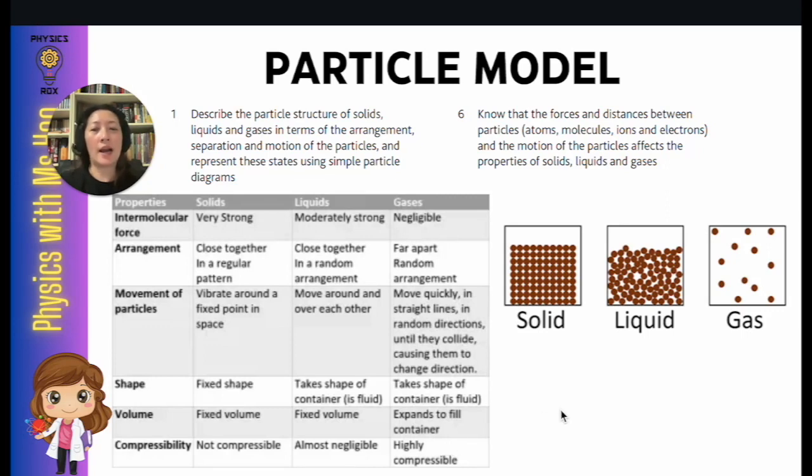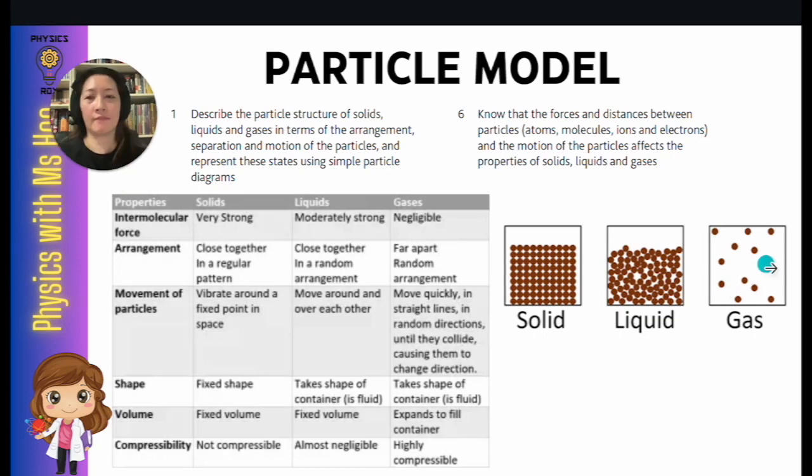When drawing out the particle models for solids, liquids, and gases, make sure that when you draw the solid particles, they are all stacked neatly in a regular arrangement. Liquid particles have random arrangement and there's a little bit of a distance between them, although they're very near each other. Whereas for gases, you need to draw the particles far away from one another in random arrangement.